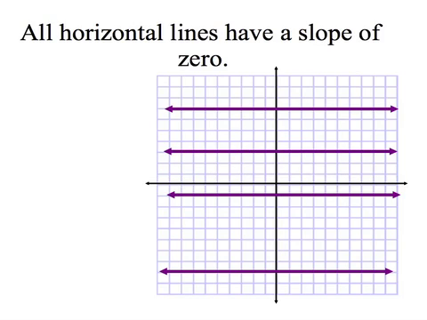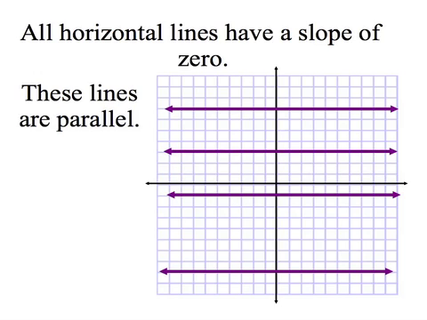You may recall that all horizontal lines have a slope of 0. And here's 4 horizontal lines. These lines are parallel. Here are the equations for these 4 lines.